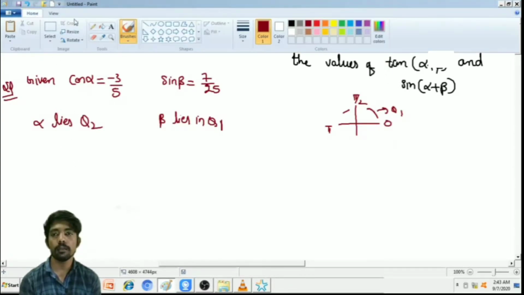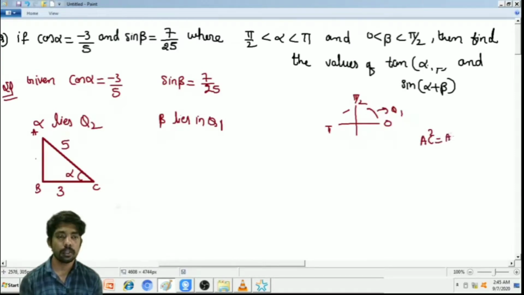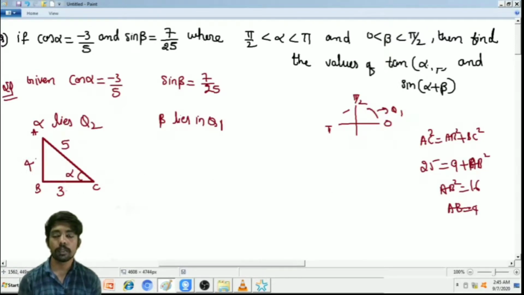I am drawing a right angle triangle. So this is alpha, adjacent by hypotenuse, right? Let us name it A, B, C. Adjacent by hypotenuse, and the remaining side is 4, definitely. By using Pythagoras you can get 4. Use Pythagoras theorem, AC square is equal to AB square plus BC square. We need to find AB square is equal to 16, hence AB is equal to 4, we got it. From here 3, 4, 5.